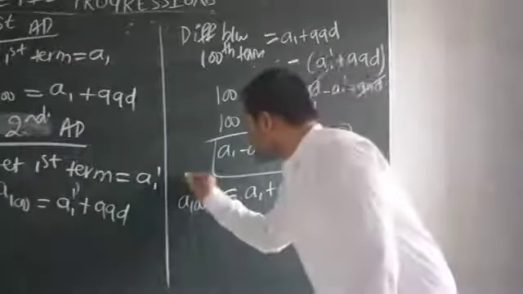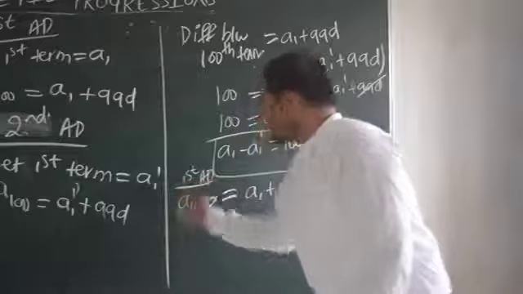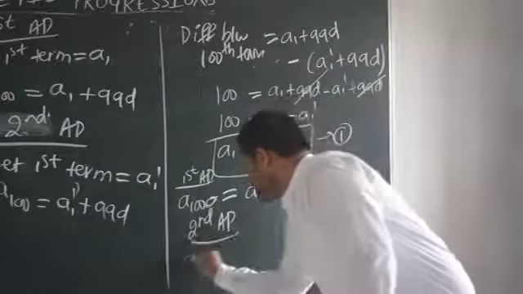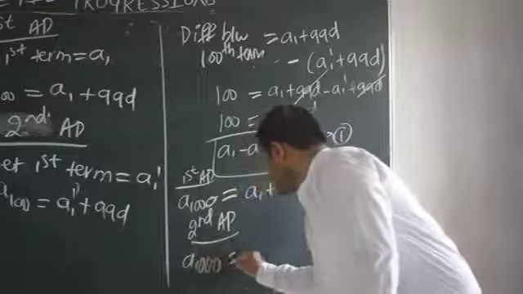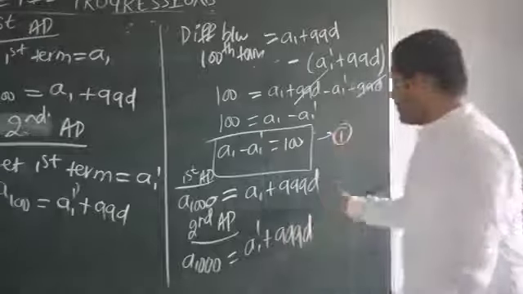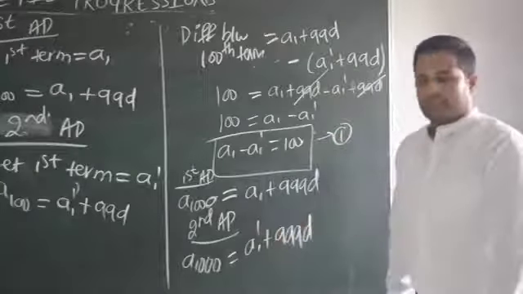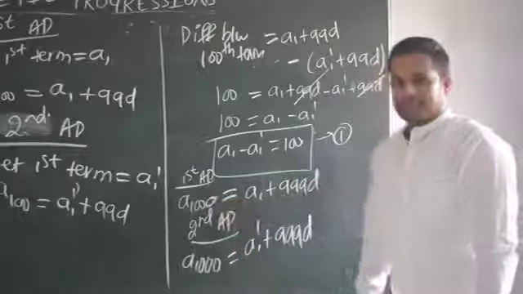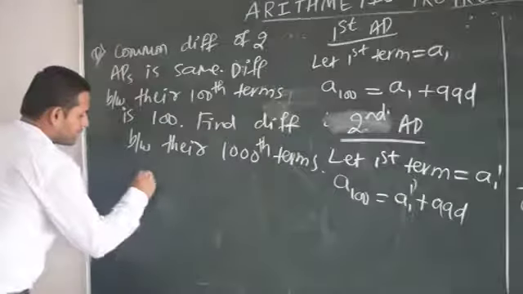Now this is for the first AP. Now I have the second AP. For the second AP, what will be the 1000th term? It will be a1 dash plus 999d. The common difference is the same, only the first terms are different. Now they are asking you the 1000th term minus the 1000th term for the first AP and the second AP. Now you can solve it. You got the answer, right? Okay, let me write it now.